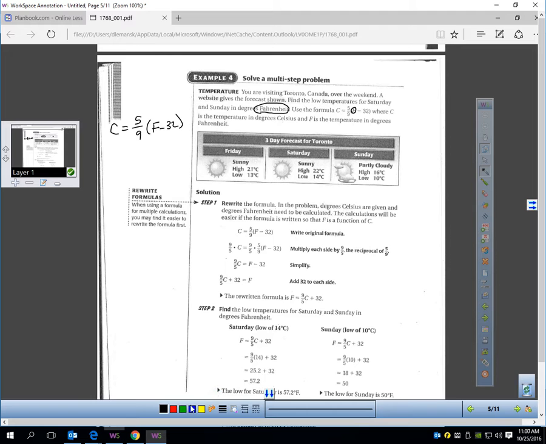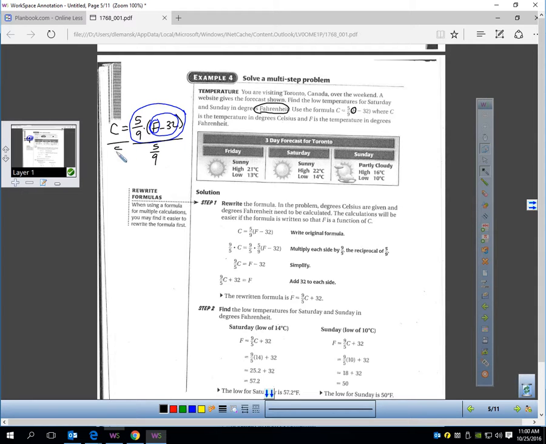Let me draw my onion. F is the center. The minus 32 is the next layer because minus 32 is in parentheses. The times 5/9 is the outside layer. So my first step, I've got to get rid of times 5/9. I'm going to divide by 5/9.